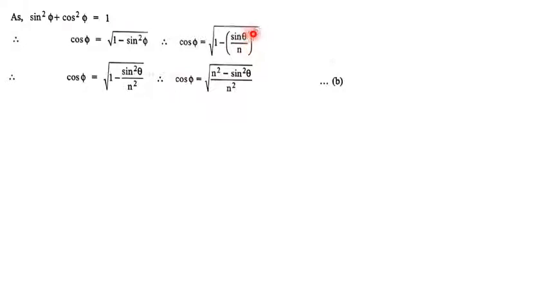I'm taking this square inside, therefore root of 1 minus sine square theta by n square. Now I'm going to take the fraction, therefore cos phi is equal to root of, it becomes n into n square into 1, n square minus sine square theta divided by n square. Call this one equation B.